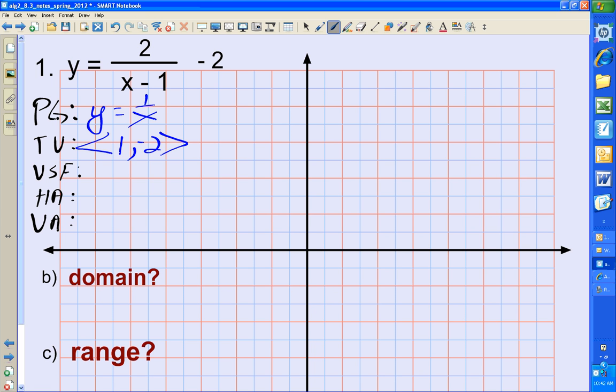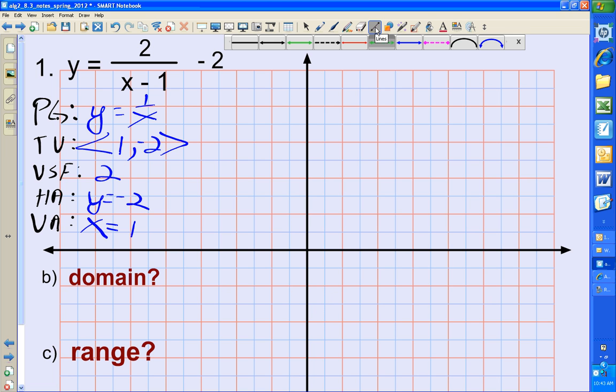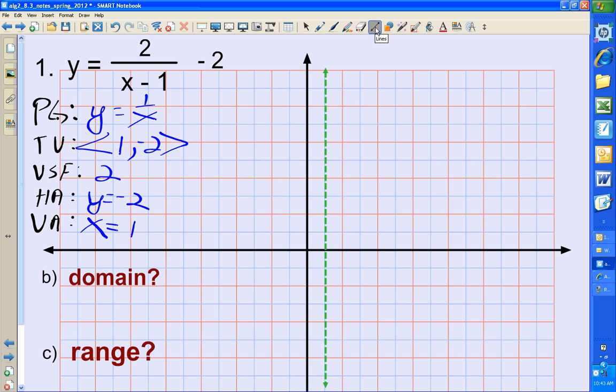Okay. Stephen, vertical stretch factor? 2. Taylor, horizontal asymptote. Y equals -2. Corbin, vertical asymptote. X equals 1. Bless you. If we throw those 2 asymptotes on the graph right now, x equals 1, y equals -2, we should be able to identify domain and range.